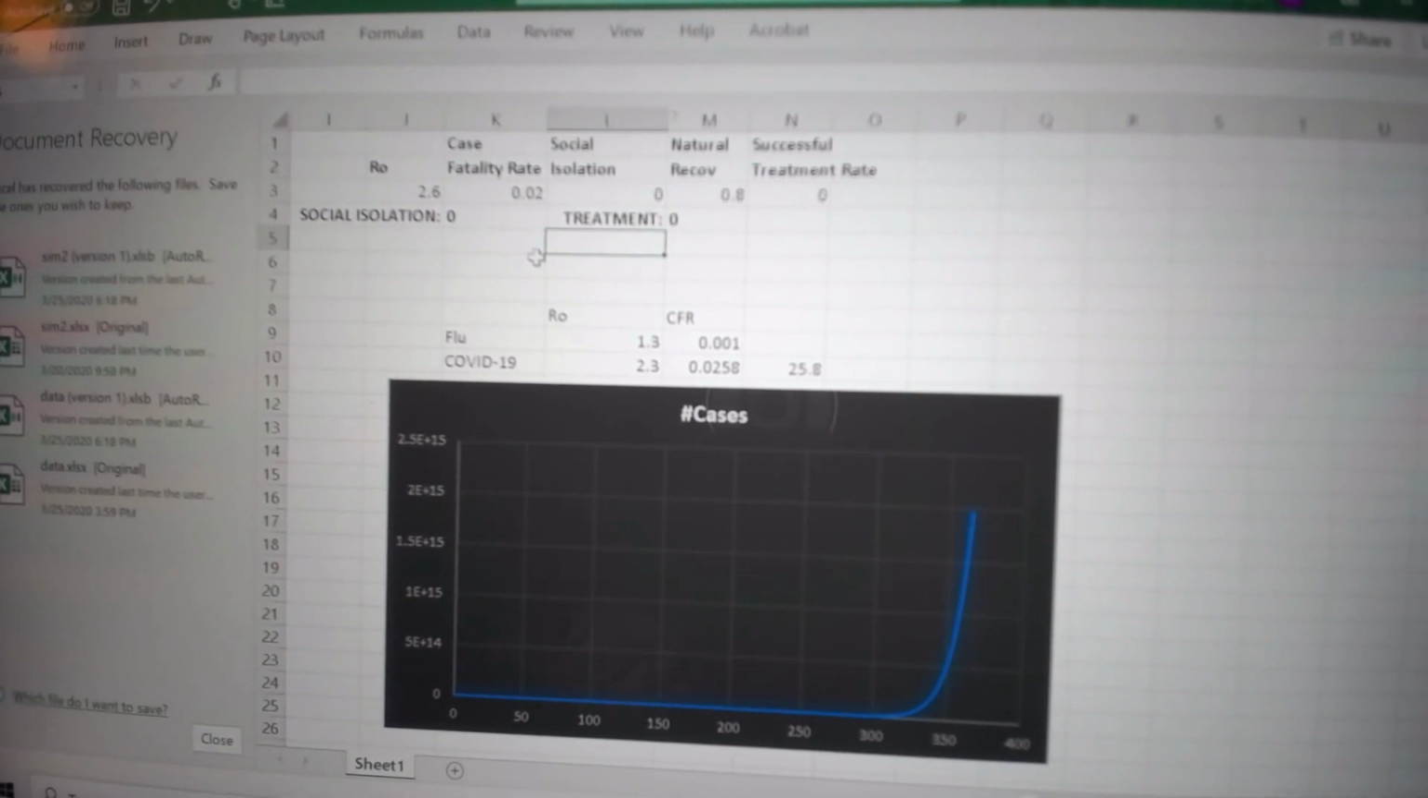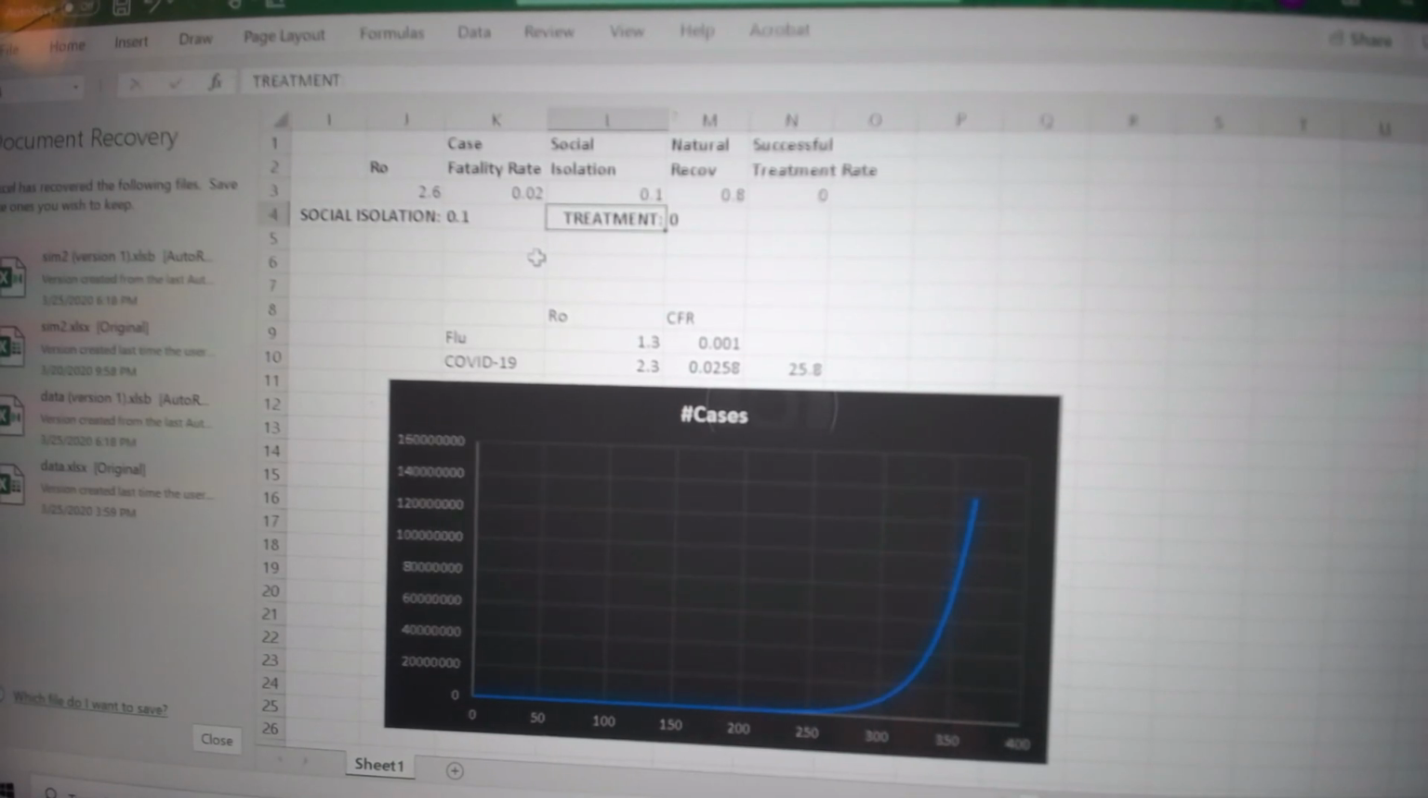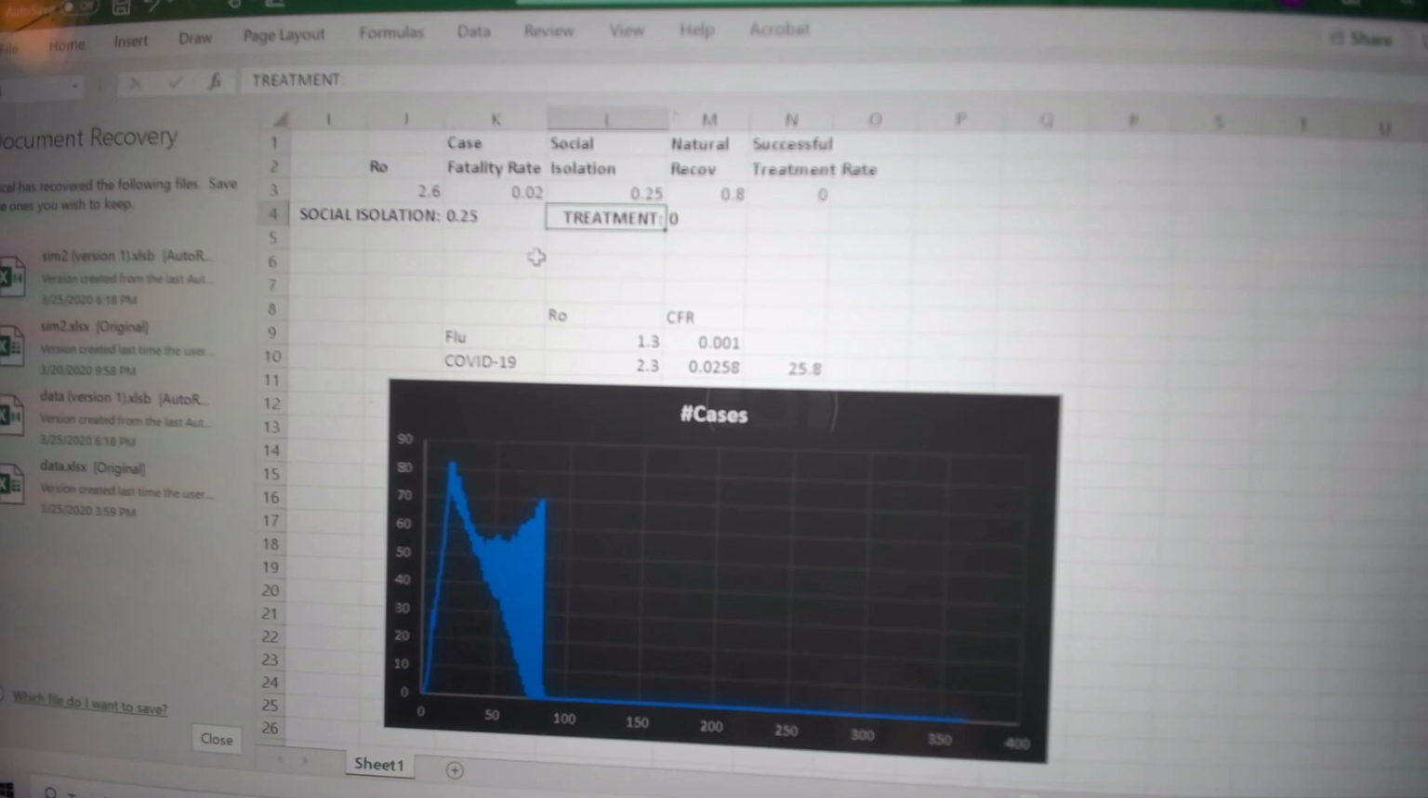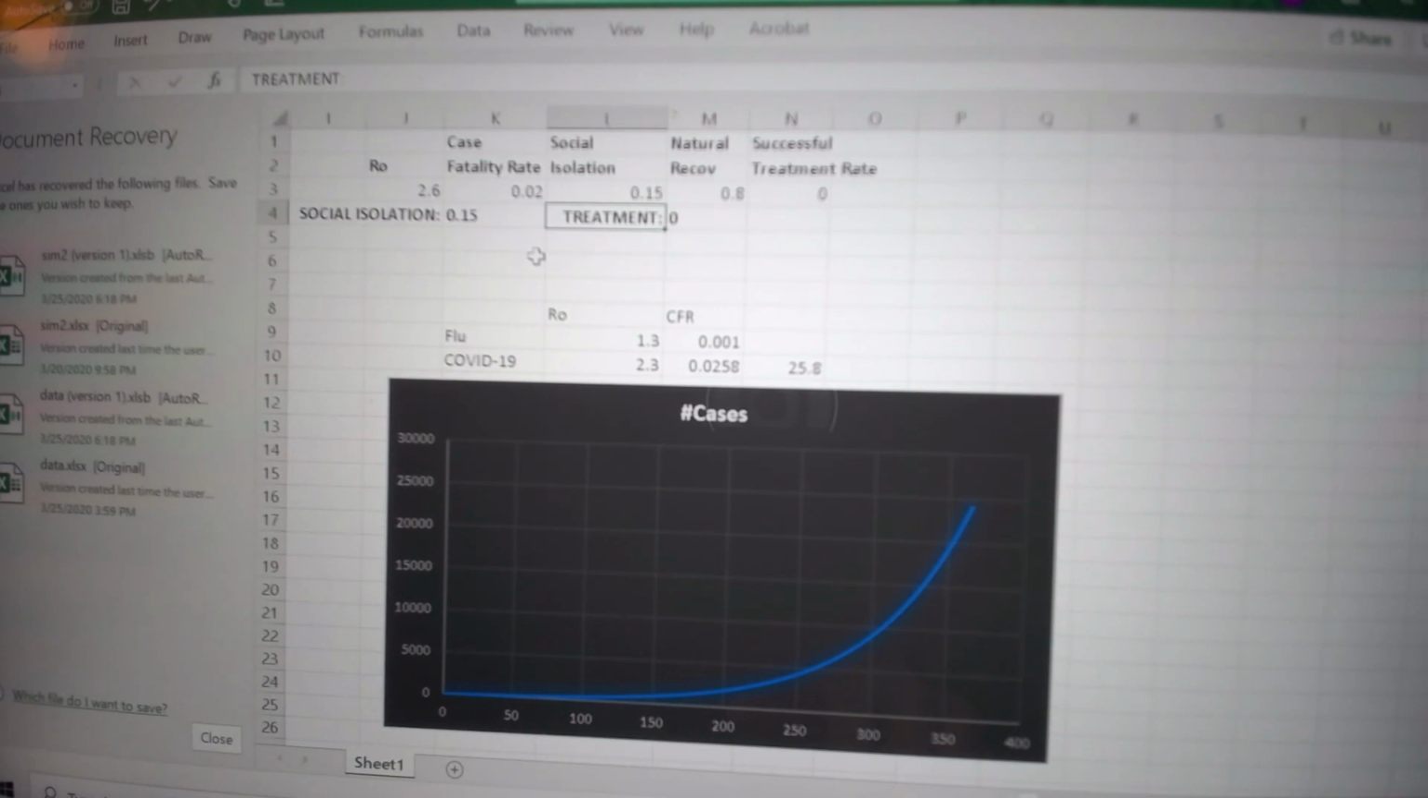Okay, so all I'm going to do is increase social isolation to 10%. With increased social isolation, you see that the curve changes, right? And I'm going to do just 25% social isolation. Major difference between 10% and 25%. A huge difference in this very simple toy model. How about just 15%? It still increases at 15%.